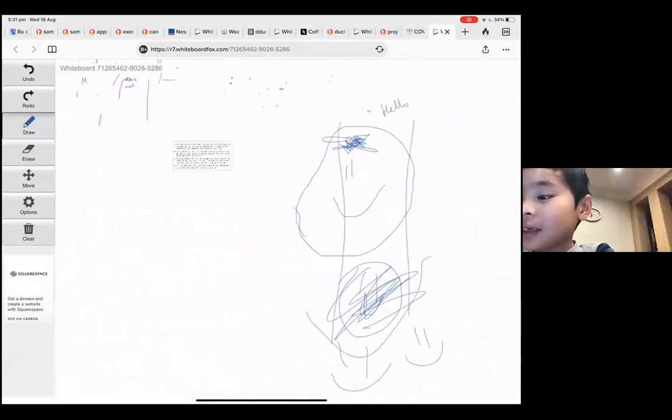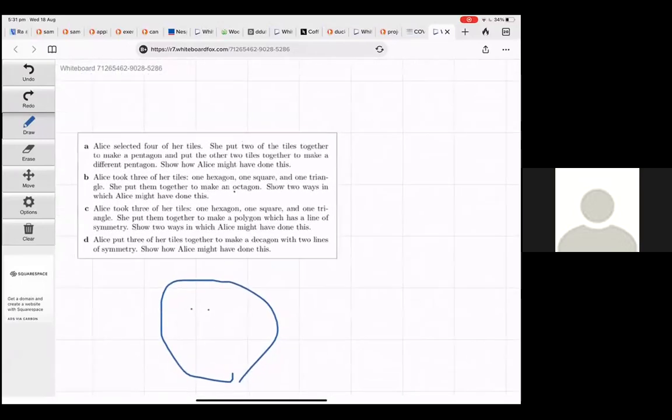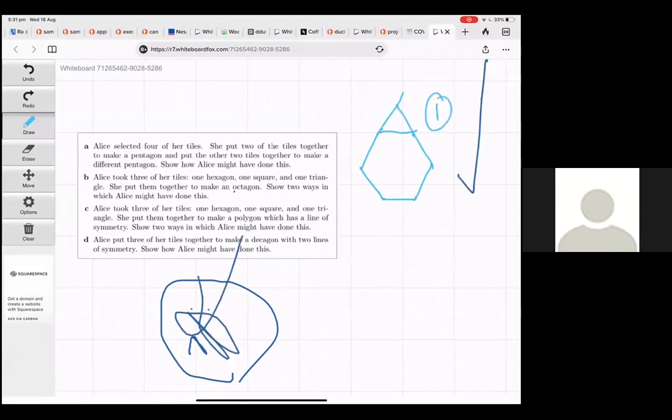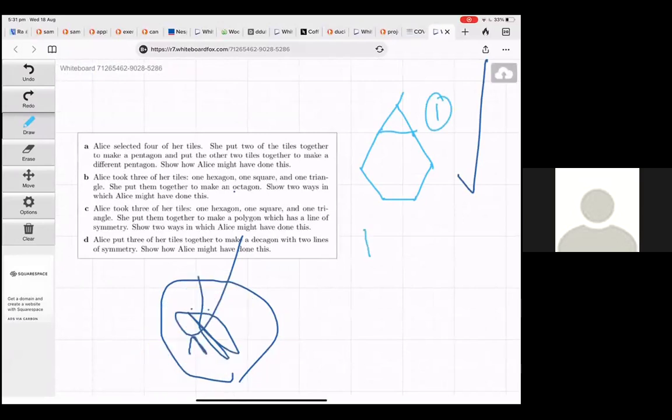Okay, let's get back to work, everyone. Everyone look at my screen. We found one way to make a pentagon using the hexagon, and there's no other way to make a pentagon using the hexagon. So this was one way. That means we can't use the hexagon anymore. We have to use just the square and the triangle.